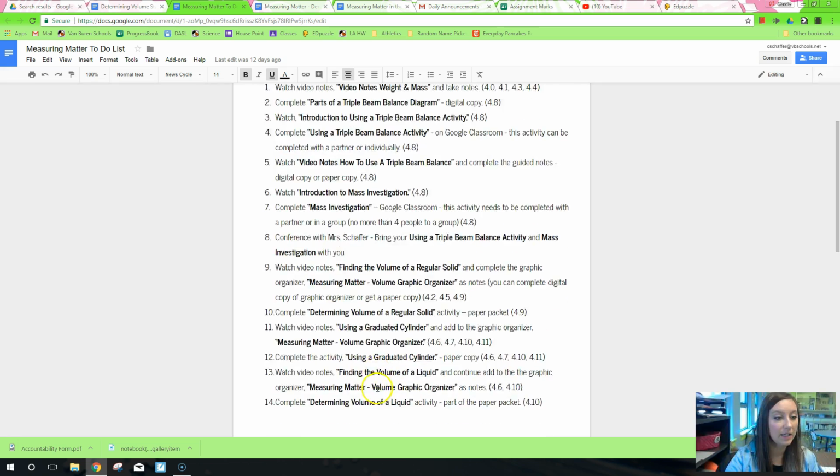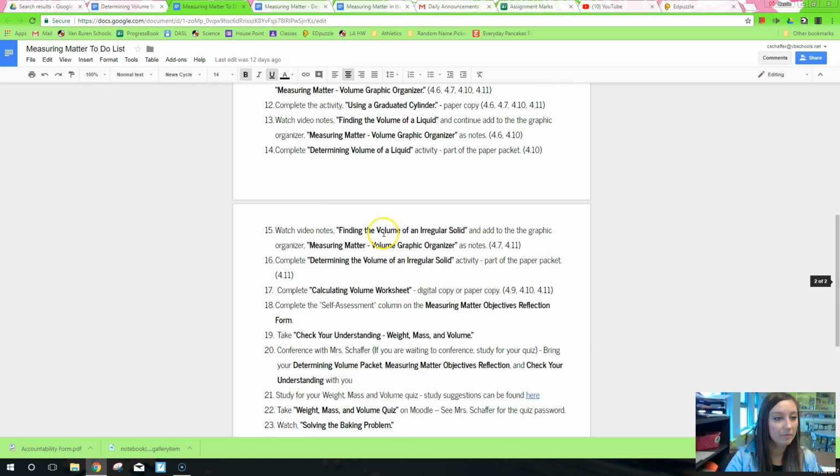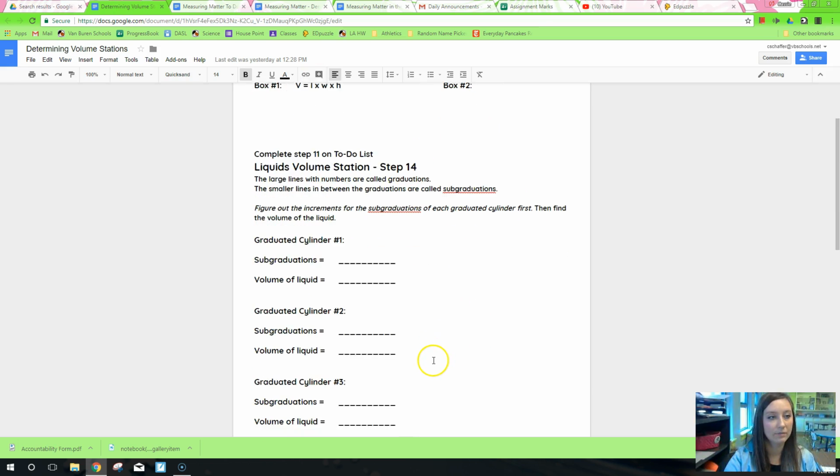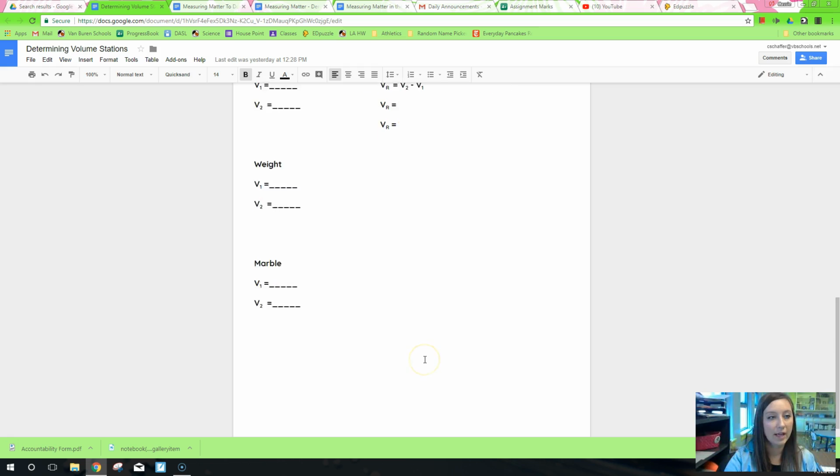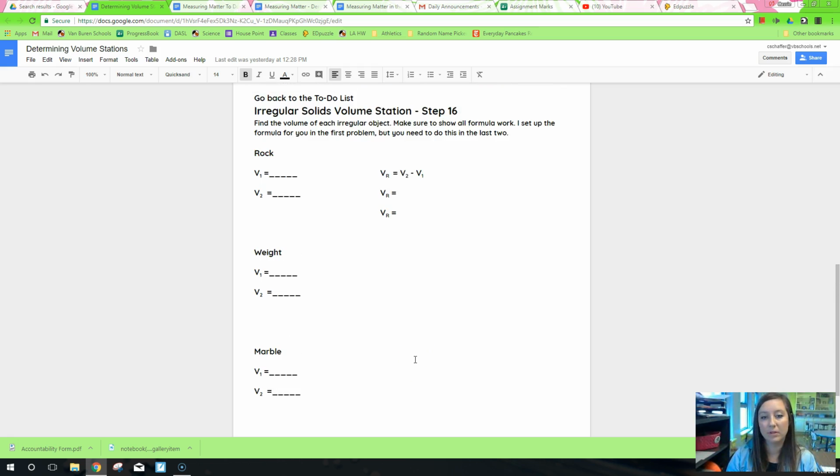So you just completed step 15, taking your video notes over finding the volume of an irregular solid, and you were supposed to add that onto the graphic organizer, so that would have been that third section on the bottom of that paper that you needed to complete. And then what we're going to do now is you need to get out your determining the volume of an irregular solid. So that's this paper here that you should have filled out. You've already done regular solid and liquid. So we're going to do that last page here. So I'm just going to do an example of a problem with you. So if you want to pause the video and go get that out, you can.